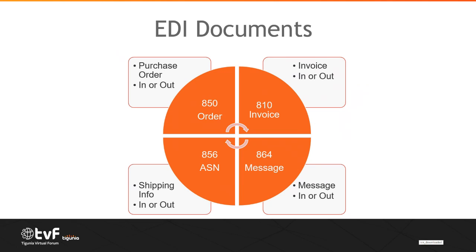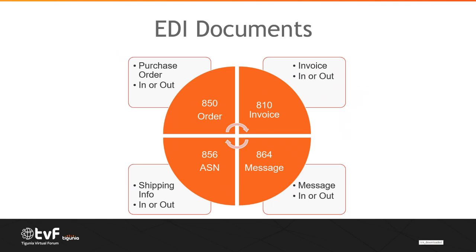So here are a few typical document numbers that are used in the industry, that everyone who does EDI mainly does these. There are hundreds of EDI document numbers, but these are the most common ones. And I'll show a demo a little bit later on of a few of these. So the 850 document number is an order. It's a purchase order. It could go in or it could go out.